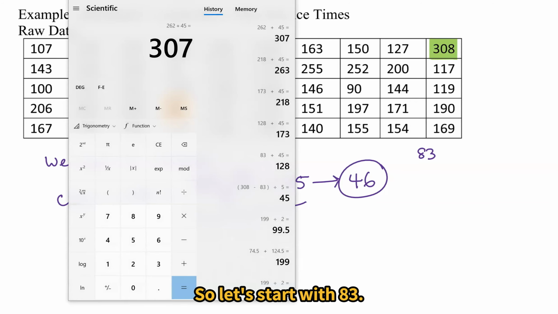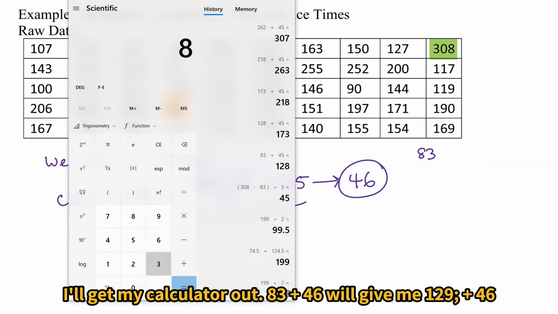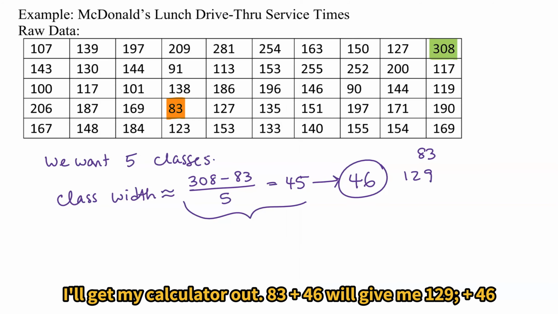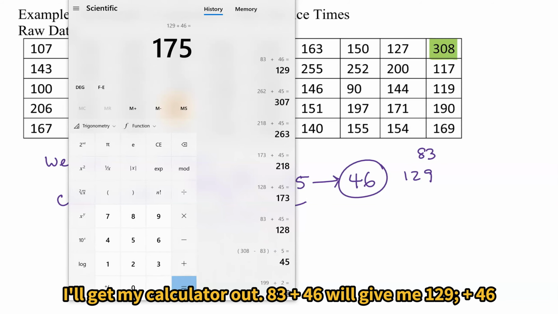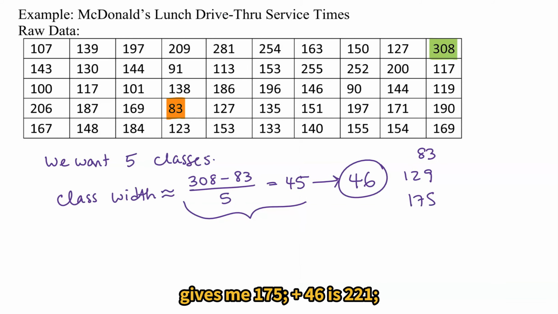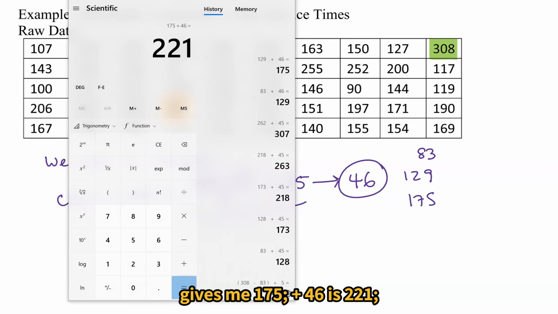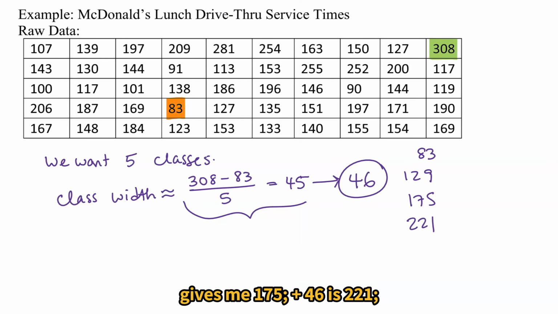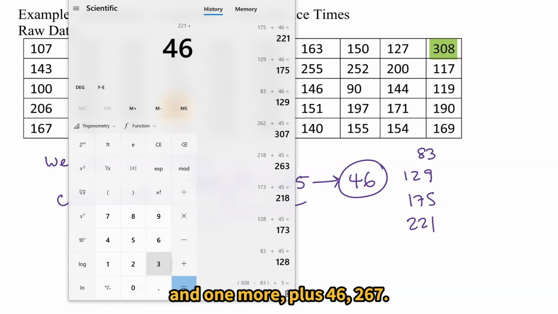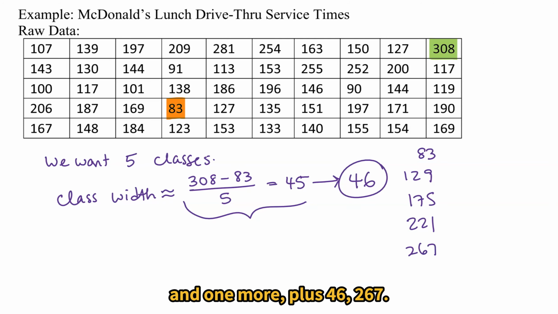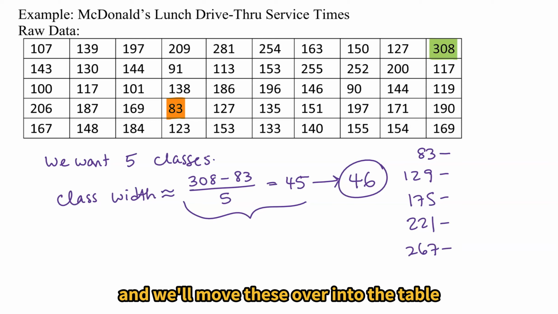So let's start with 83. I'll get my calculator out. 83 plus 46 will give me 129. Plus 46 gives me 175. Plus 46 is 221. And one more, plus 46 is 267. To get the upper limits, and we'll move these over into the table shortly.